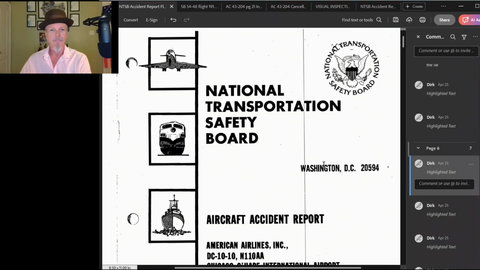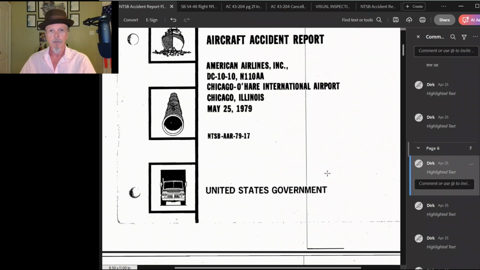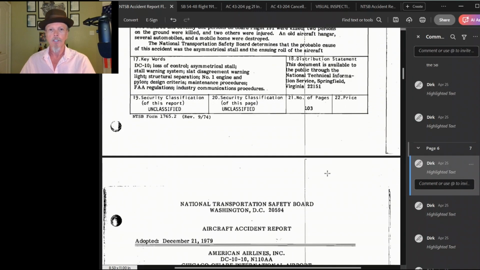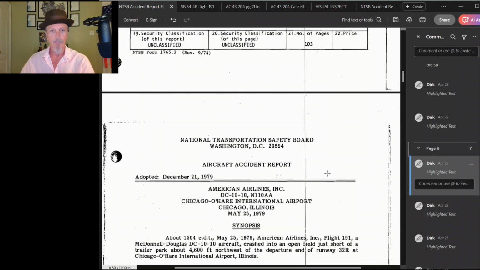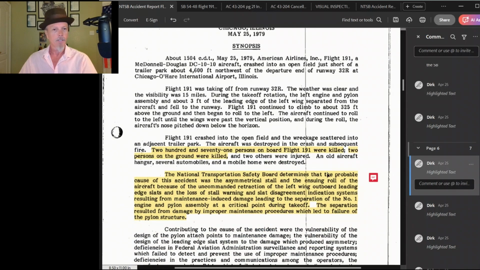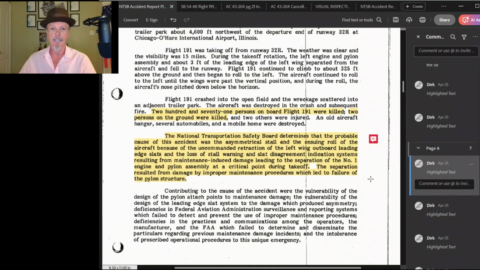Okay, now that we've defined some documents, let's look at the NTSB's report. We're going to look at it, and then we're going to read some excerpts from it. But what you should know is it's a 104-page report, and I've just pulled out some pages, but there's still quite a lot of information that I want to look at. So first of all, 271 persons on board Flight 191 were killed, 2 persons on the ground were killed, and 2 others were injured. Can't ever forget that.